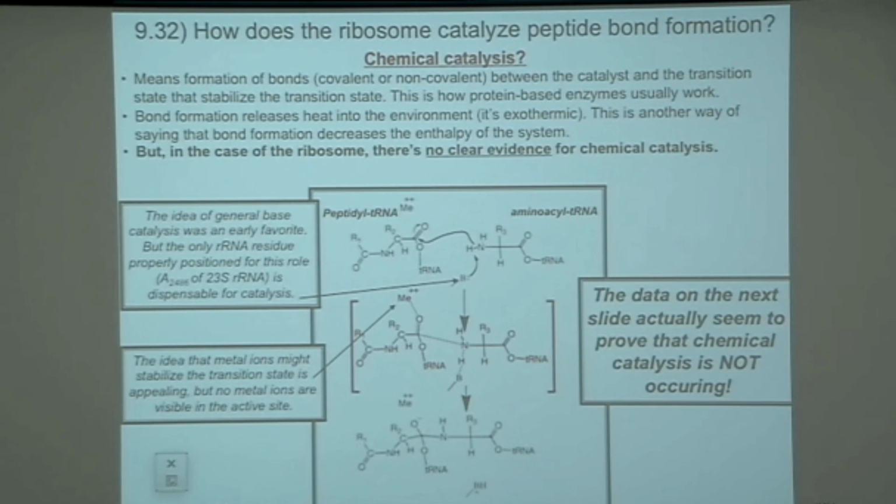In fact, the data on the next slide, which I'll go through with you in just a second, seem to prove that chemical catalysis is not occurring. And how do we prove that chemical catalysis is not occurring? Well, if chemical catalysis is occurring, then the catalyst should lower the enthalpy of activation by reducing the enthalpy of the transition state relative to the ground state. So we can measure the enthalpy of activation for the uncatalyzed reaction and compare that to the enthalpy of activation for the catalyzed reaction to see if we see a reduction in the enthalpy of activation in the presence of the catalyst.